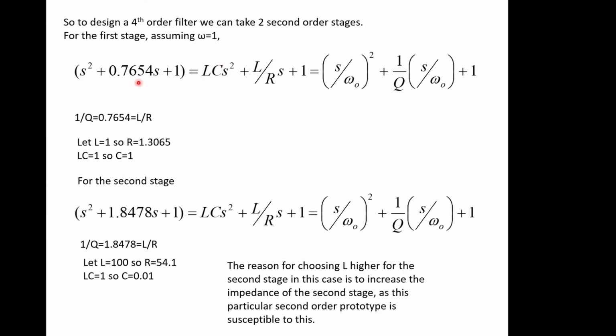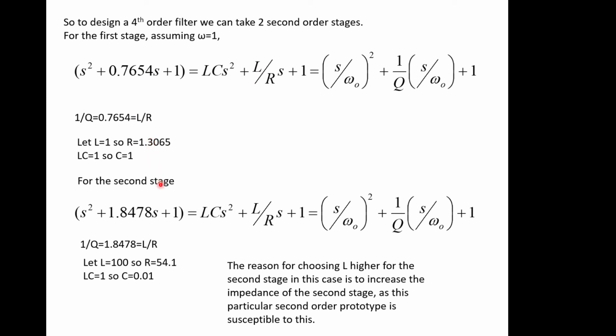So that's our polynomial, the first one. This is how it relates to the components of our system, and this is how it relates to the second order template. So what we're really just trying to say is that we're matching the coefficients. So 0.7654 is equal to L over R, and we're free to choose either an L or an R and relate them accordingly. So let's let L equal 1 for sake of argument, and that must mean then that R equals 1.3065. This is a simple enough equation.